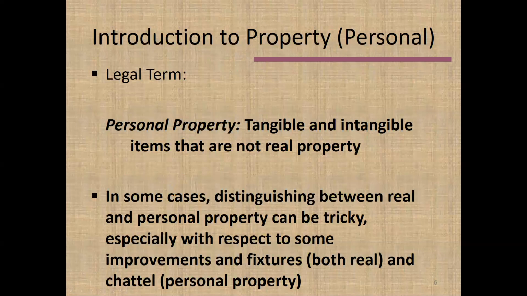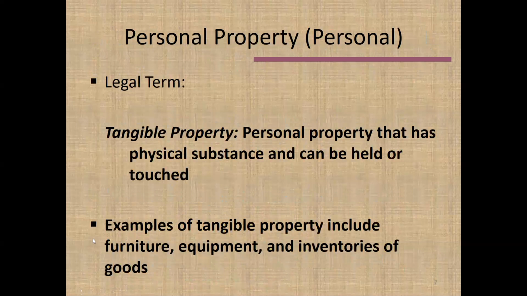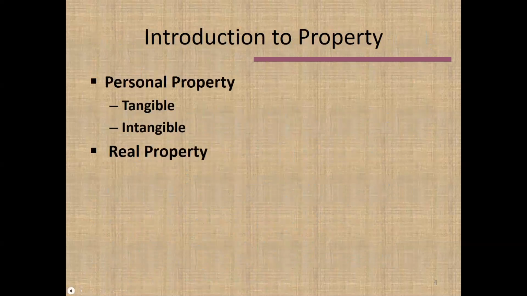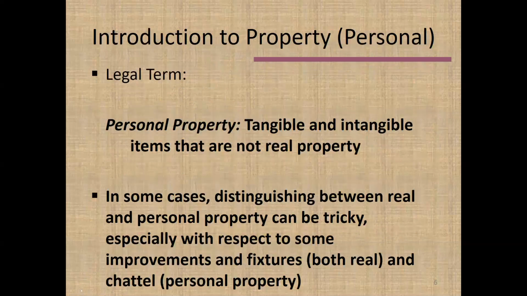So we will talk more about some differences in this area, but we're still going to talk about personal property right now. Again, going back to our schema, we have personal property. Under personal property, we have two subcategories. We have tangible personal property and intangible personal property.